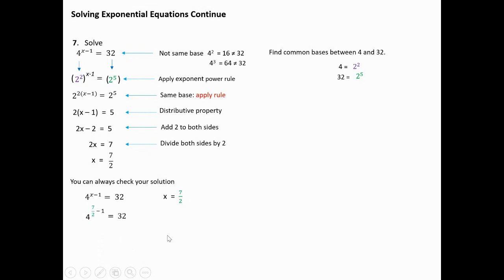So 7 minus 1, I believe, is going to give us 5 over 2. Now all we do is put it in the calculator, right? So if we put 4 to the power of 5 divided by 2, it's going to give us 32, which is correct. That's how you can check your work.